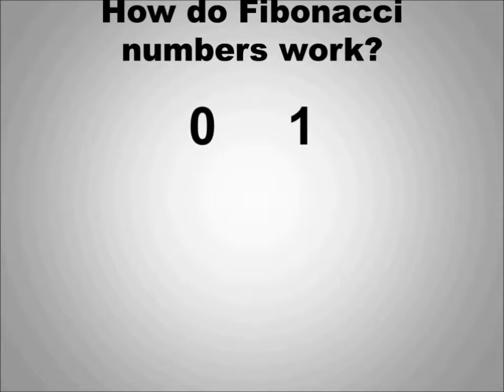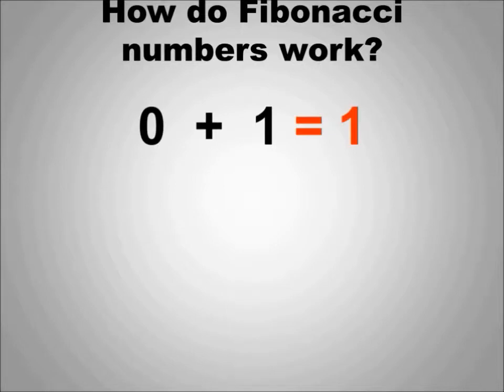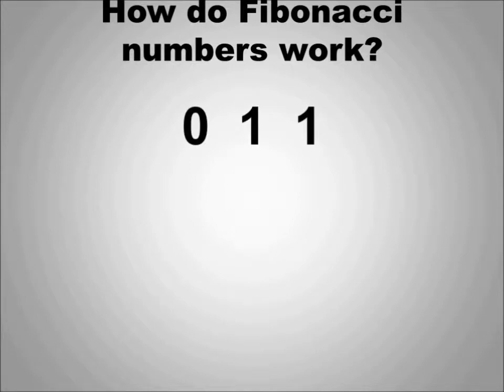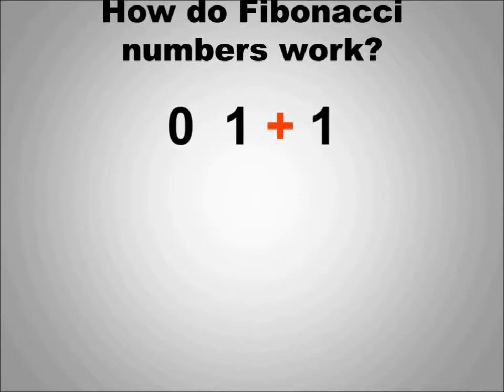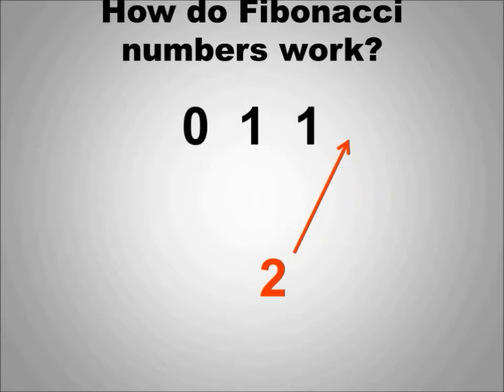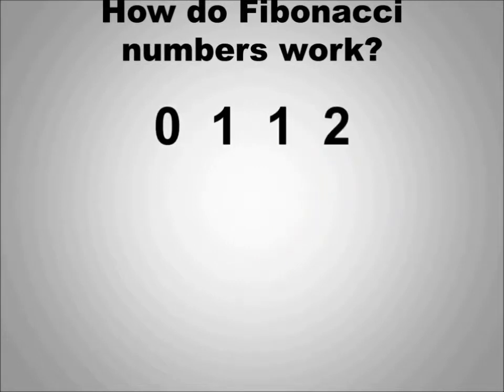For example, we have a 0 and a 1. And then we add 0 and 1. 0 plus 1 equals 1. So now we have 0, 1, and 1. We put the sum after the second addend. And then we add the last two numbers. 1 plus 1 is 2. And then we place the 2 after the second 1.